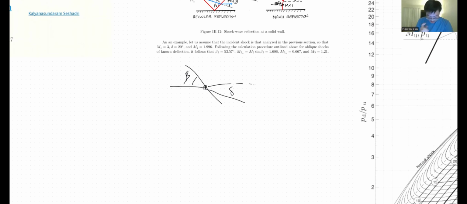And over here, basically what happens is that M2 equals 1.996. These are given. Follow the calculation procedure to get the shock. It follows that beta 2, and it goes like this.